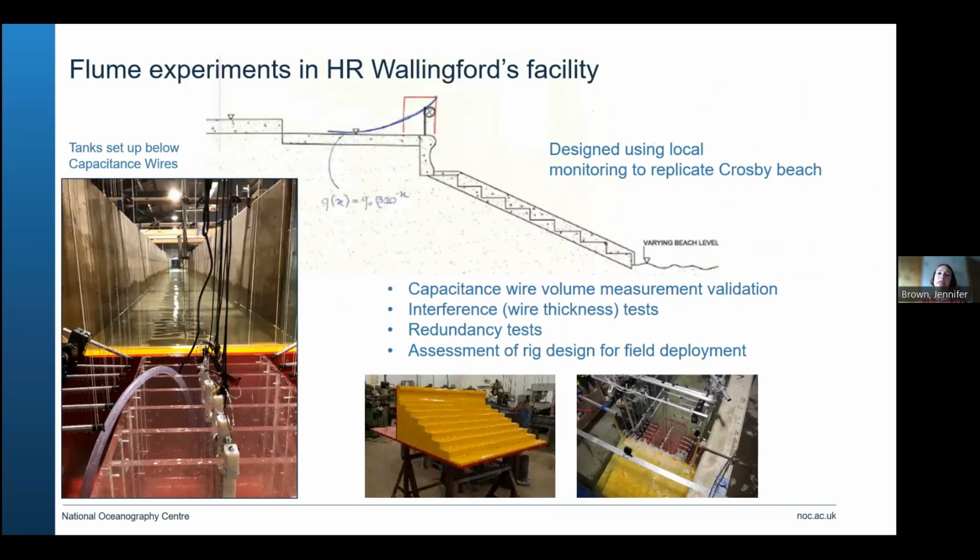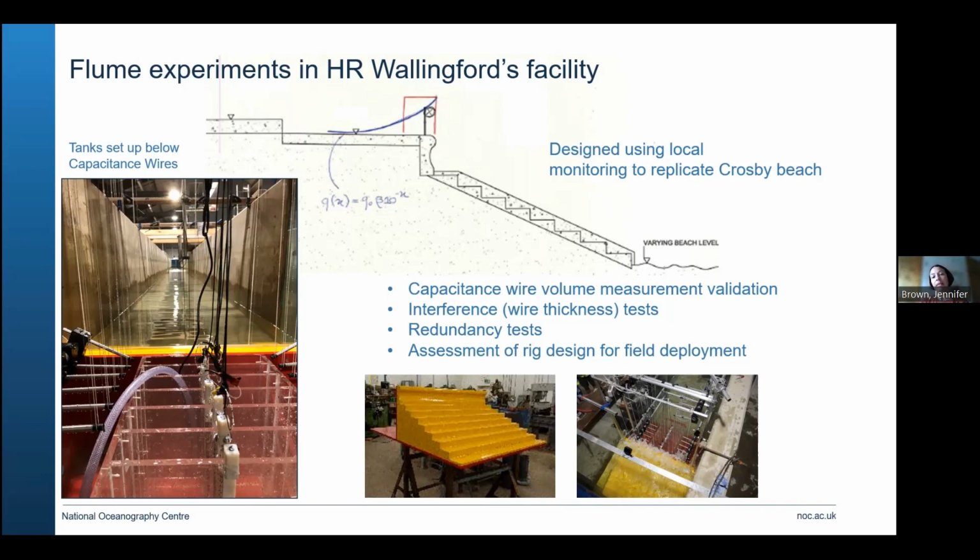So once we'd finished at the dockside tests, we then went to HR Wallingford's flume facility to test it in a controlled environment where we knew which waves we were sending at the seawall, and we could control the water levels. And behind the seawall, we could collect the water within a tank to compare the volumes with those measured by the wire wall system.